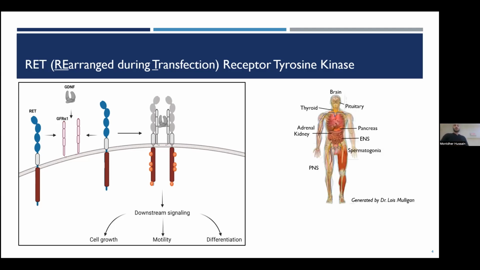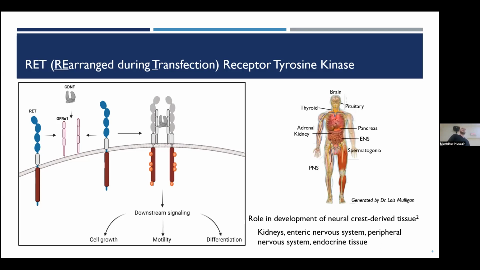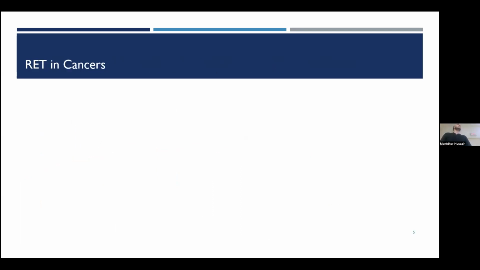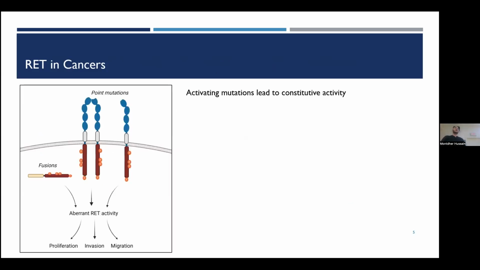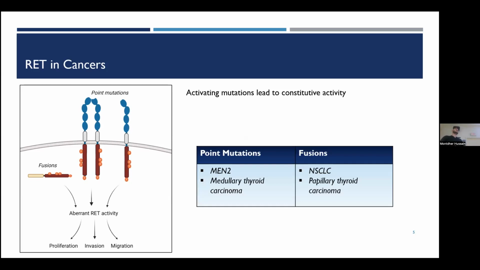Now, RET has a crucial role early in development. It's essential for development of neural crest-derived tissue, including kidneys, enteric nervous system, and some of the other tissue that's shown up there. However, activating mutations lead to ligand-independent constitutive activity of RET, which is implicated in several cancers. And so these alterations cause aberrant RET activity, leading to uncontrolled proliferation, as well as other oncogenic processes, including invasion and migration. And so these are some of the cancers that RET has been implicated in.